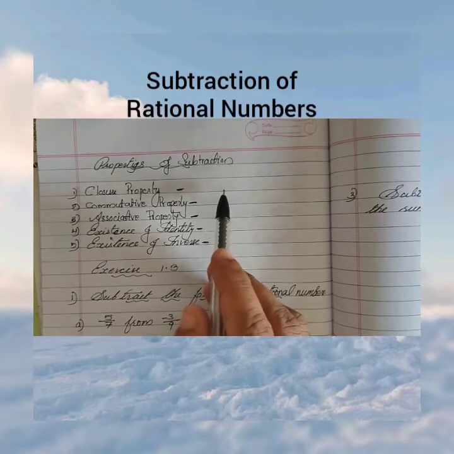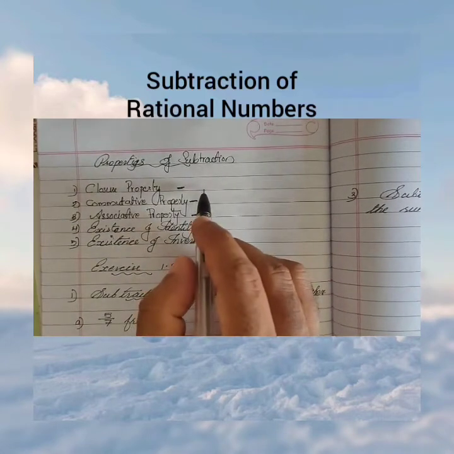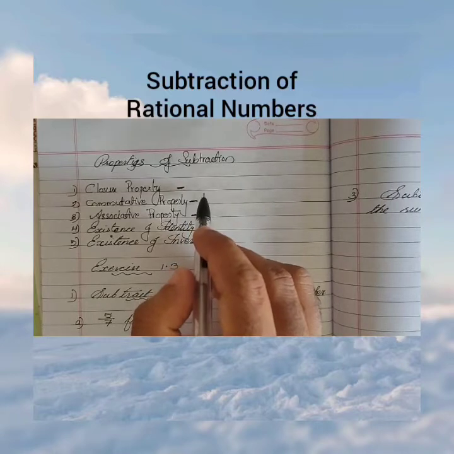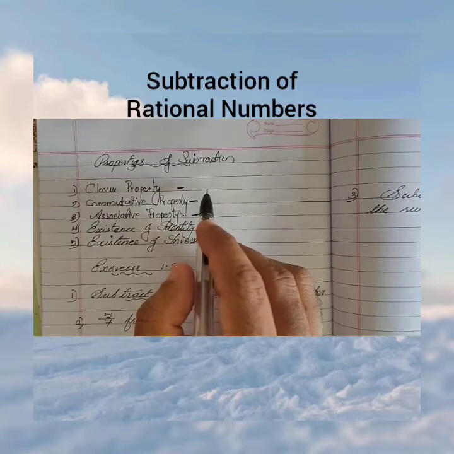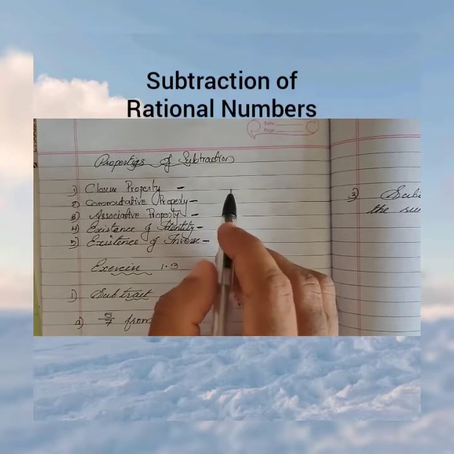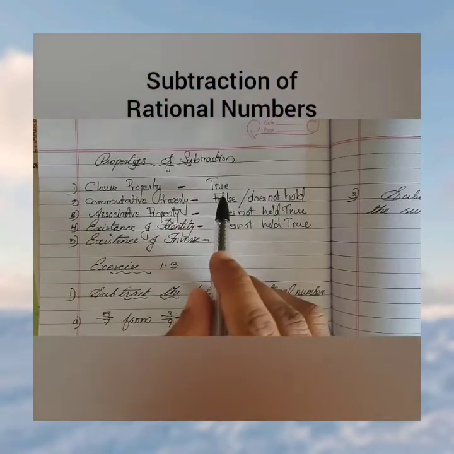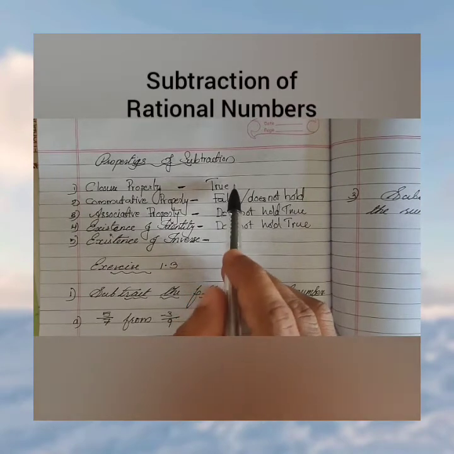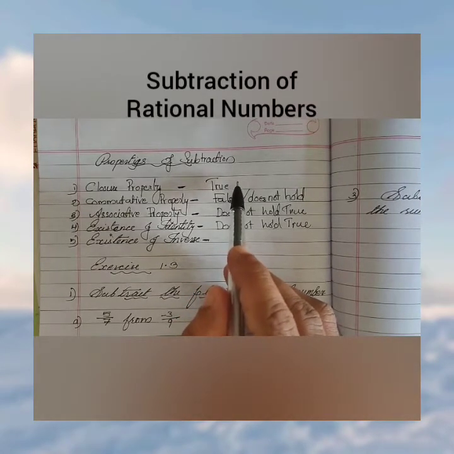But in subtraction, when we subtract two rational numbers, do we get another rational number or not? Yes, when we subtract two rational numbers, the result also will be a rational number. So it is true in case of subtraction also.